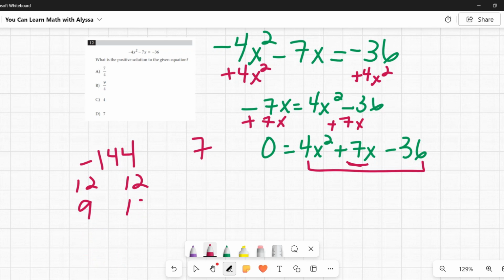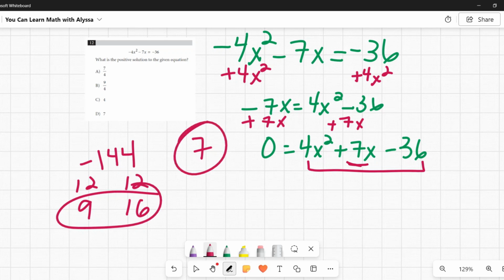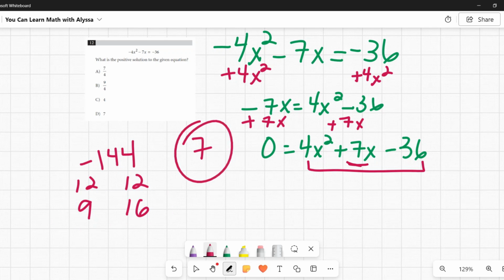But when you're doing this by factoring, as soon as you see a pair where the difference is 7, because we're talking about a positive and a negative, then just for the interest of time, we can stop right there. All right, so which of these would need to be negative to get a positive 7 if I add them together? That's going to be a negative 9. Negative 9 plus a positive 16 is going to equal a positive 7.